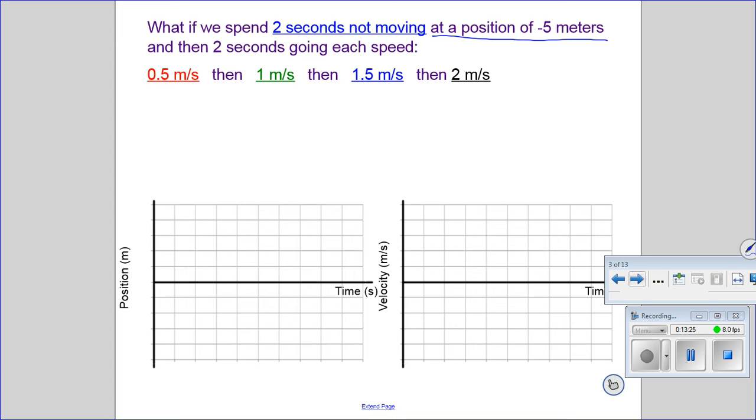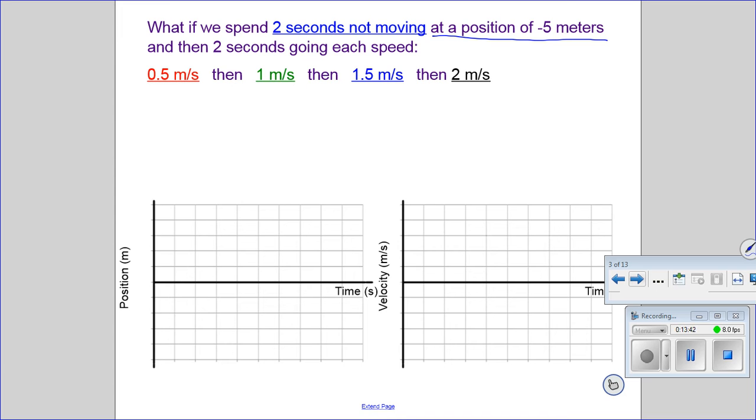Okay, so we're going to spend 2 seconds not moving, and then we're going to spend 2 seconds going 0.5 meters a second, and then 2 seconds going 1 meter a second, 2 seconds going 1.5, and then 2 seconds going 2 meters a second. Everybody good up there? Don, you doing okay? Everybody good?